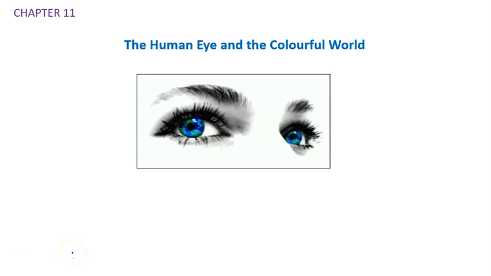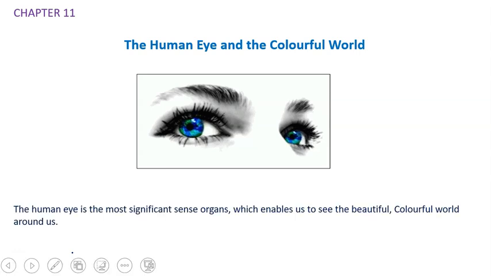Now we will start a new topic, human eye and the colorful world. The human eye is the most significant sense organ which enables us to see the beautiful, colorful world around us.